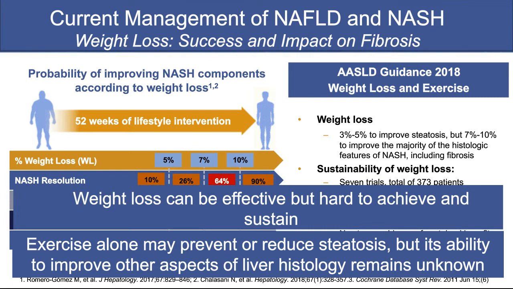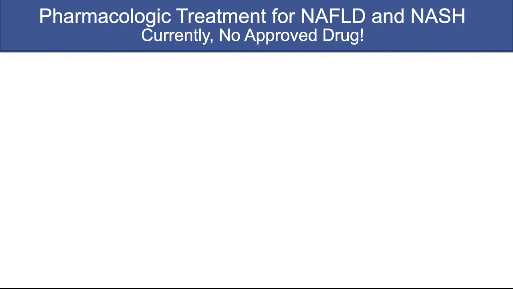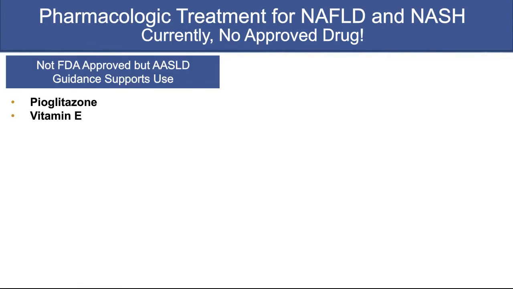Now, the AASLD guidance document, as well as some of the European guidelines, suggest that you can use vitamin E in non-cirrhotic, non-diabetics with biopsy-proven NASH, or pioglitazone in pre-diabetics and diabetics with NASH. But of course, every time you want to use these agents, you have to have a discussion about risk and benefits with patients, and of course, cost is also going to be an important issue.